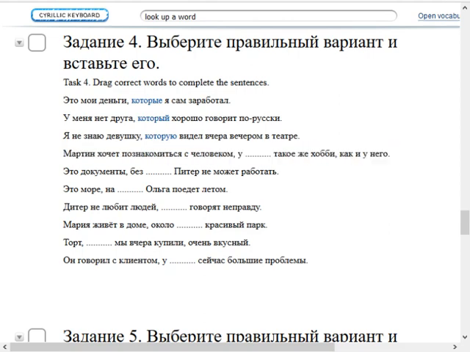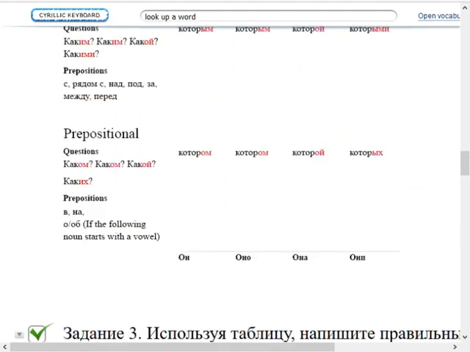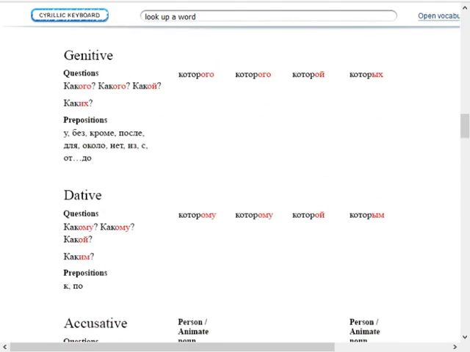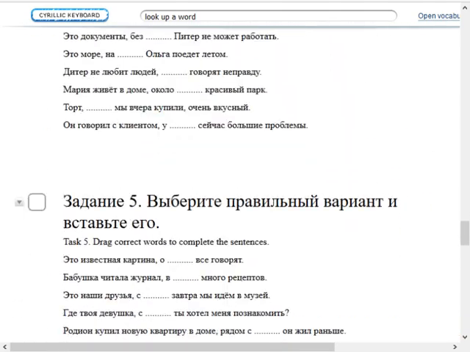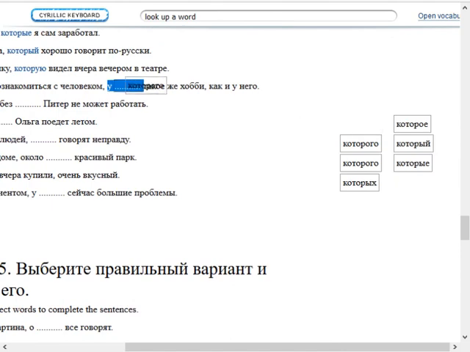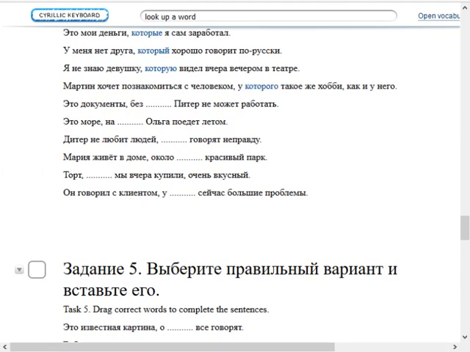So у is in this case genitive. And человек is masculine because it ends in a consonant. So we have a masculine genitive case. Looks like it should be которого. So let's go ahead and plug in которого here and feel very glad that we got the right answer. I think that's the right answer.